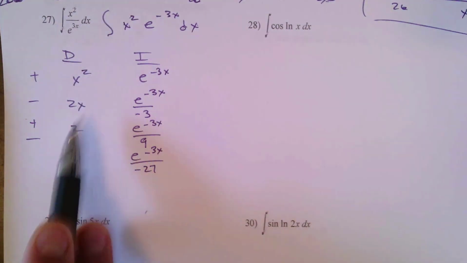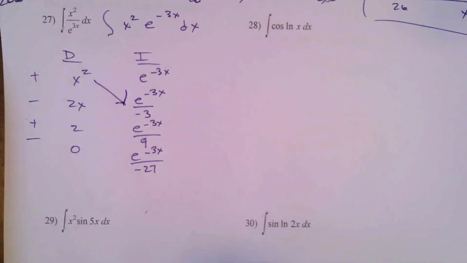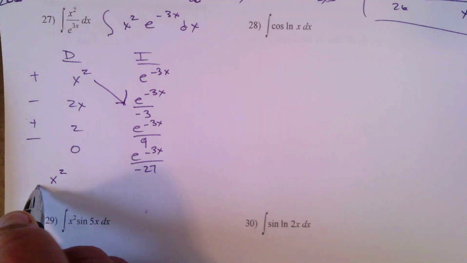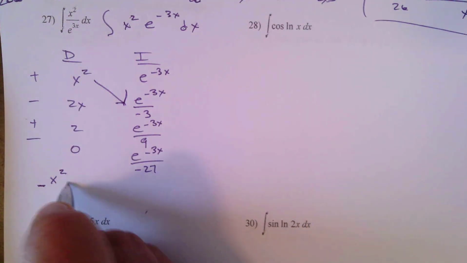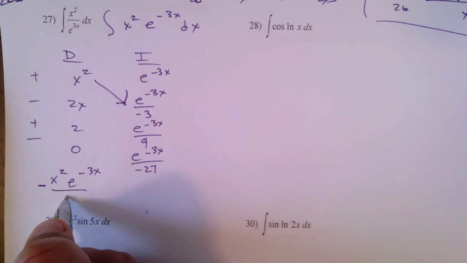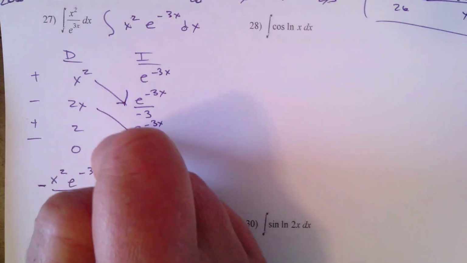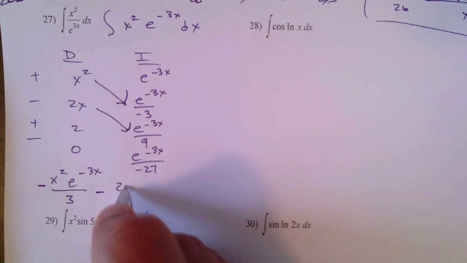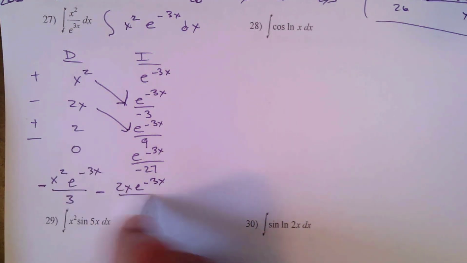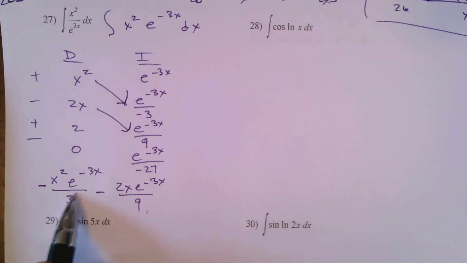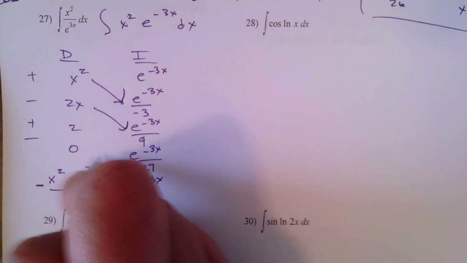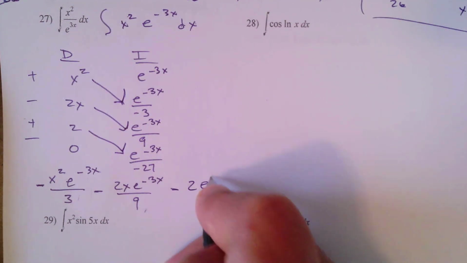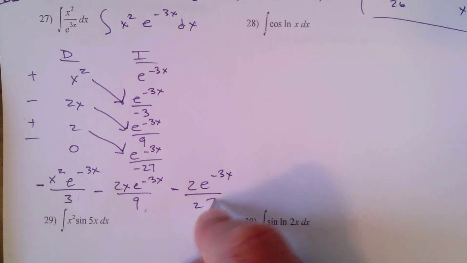So we can just get our answer by multiplying down the columns. This is going to be our first term, which is going to be x squared. And it's a positive, but this is a negative, so we're going to take the negative out in front. X squared e to negative 3x over 3 minus, here we got a negative times a positive, so it's going to be negative. The 2 is going to be on top, 2x e to negative 3x over 9. Of course, we could write it as e to the 3x on the bottom as well. And then the last term is a positive times a negative, so it's going to be negative 2e to negative 3x over 27 plus c.